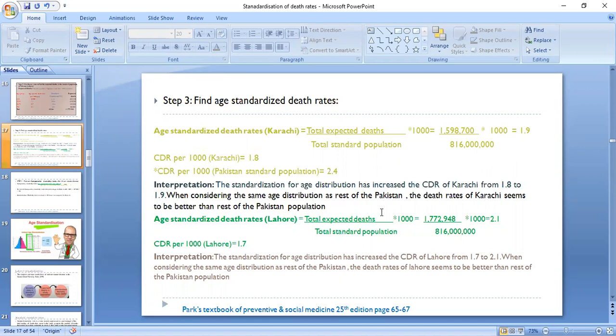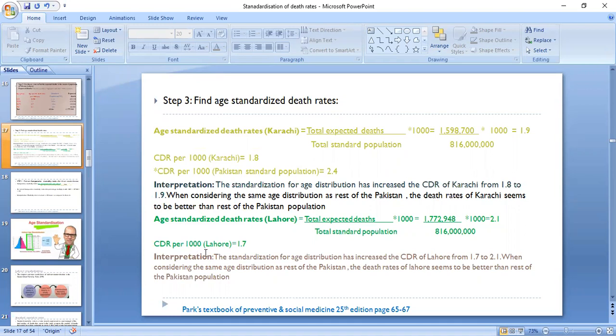while that for Lahore is 2.1. So we can say that the CDR, which we also calculated in the previous slides, of Karachi is 1.8, while we assume that the CDR per thousand of the Pakistan standard population is 2.5. Now, how do we interpret this data? The standardization for age distribution has increased the CDR of Karachi from 1.8 to 1.9. When considering the same age distribution as the rest of Pakistan, the death rates of Karachi seem to be better than the rest of the Pakistan population.